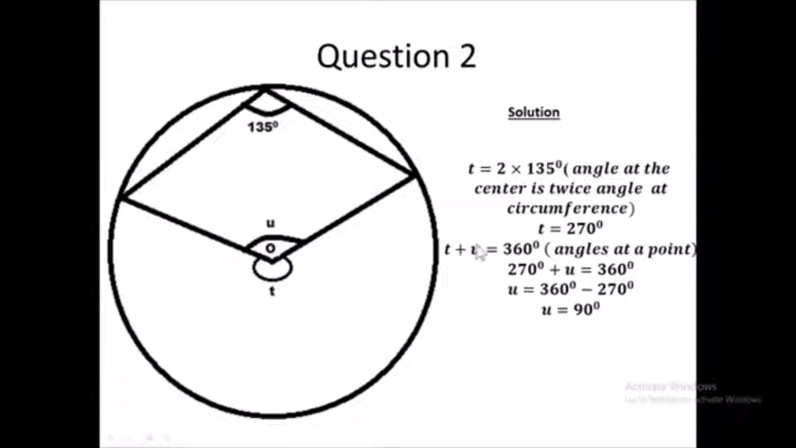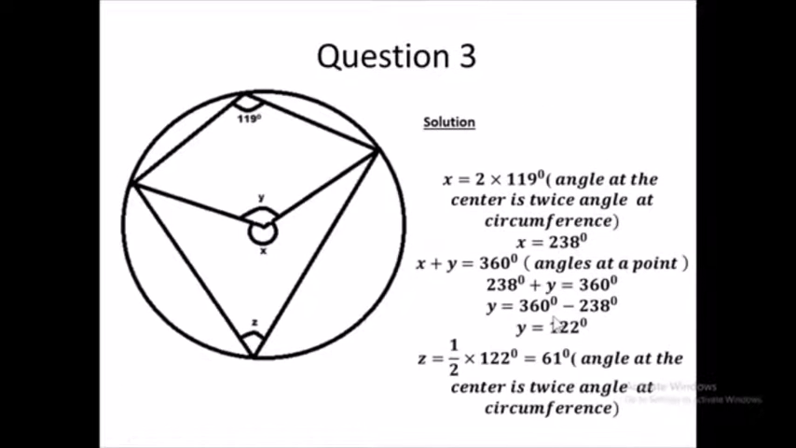So U plus T will give us 360, angles at a point. We already know our T to be 270, so 270 plus U equals 360. Then from there you can find your U to be 90 degrees. That's another question under the theorem we talk about: the angle at the center is twice the angle at the circumference.